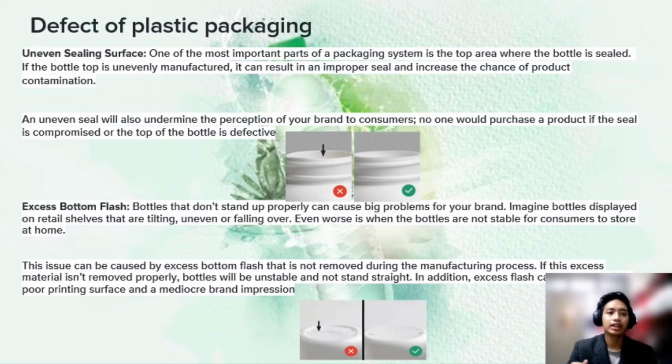The third one is the defect of the plastic packaging process. Uneven sealing surface. One of the most important parts of the packaging system is the top area where the bottle is sealed. If the bottle top is unevenly manufactured, it can result in an improper seal and increase the chance of product contamination. An uneven seal will also undermine the consumer's perception of your brand, since no one would purchase a product if the seal is compromised or the top of the bottle is defective.